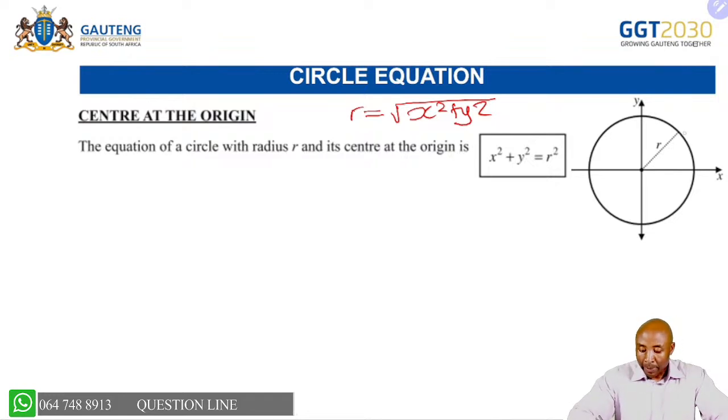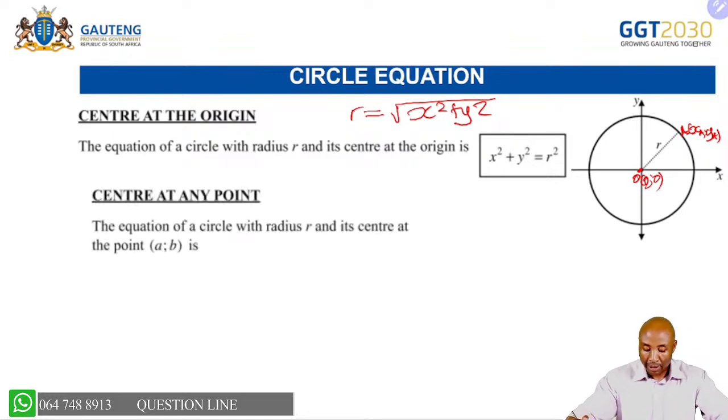Remember, you may be given a point A with coordinates x at A, y at A. The origin, we know that the x is 0, the y is also 0. And using our distance formula, we are able to find the radius that we are able to substitute into the equation. We will see as we answer questions.